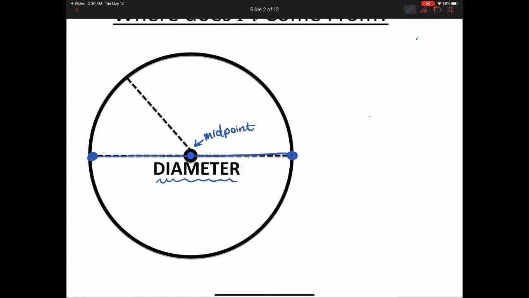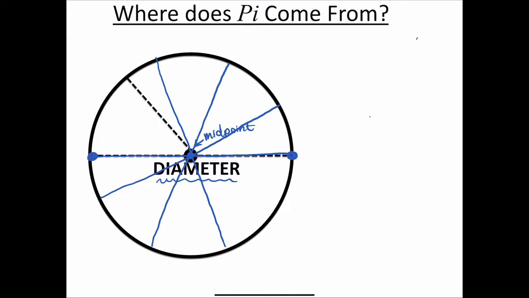And don't get too hung up on the diameter having to look like that. Diameters, as long as they're line segments, and as long as they go through the middle, it's still a diameter. So everything that I'm drawing right now is a diameter. Some people think diameters have to be horizontal. They don't. They just have to go through the middle, and the endpoints of the segments have to be on the edge of the circle itself.